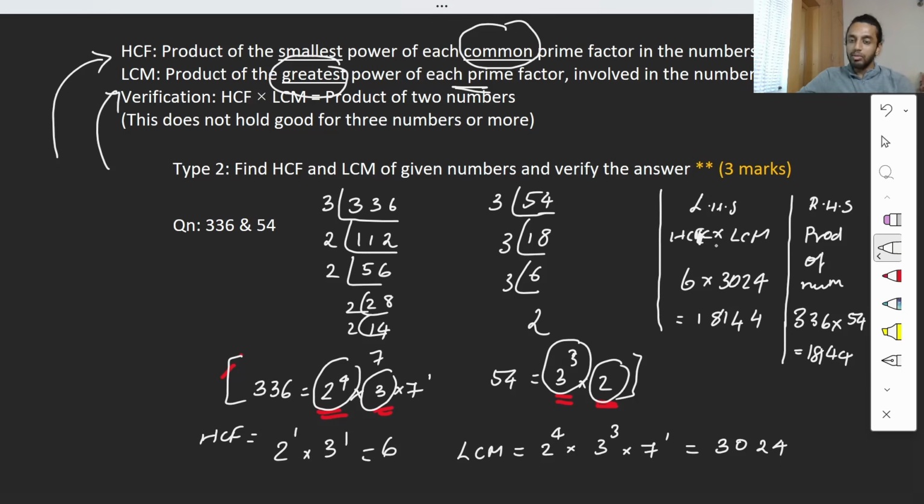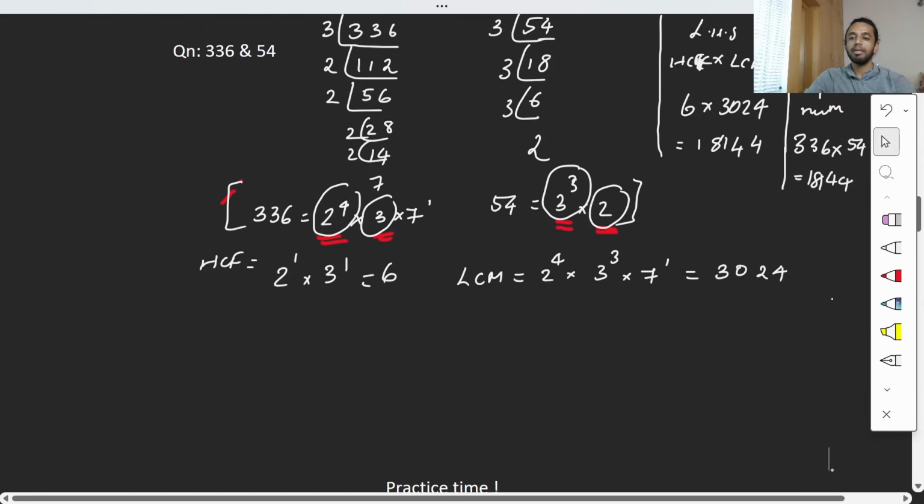One most important thing to understand is that this need not hold good for three numbers or more. It always holds good for two numbers. But if the question gives three numbers, the same verification need not hold good except in a few situations. A question may arise: what if there is no common factor at all, because in HCF we're taking the common factors? When there are no common factors, the HCF will be 1 and the LCM will be the product of the numbers. We will get a question like that. We'll get to it shortly.